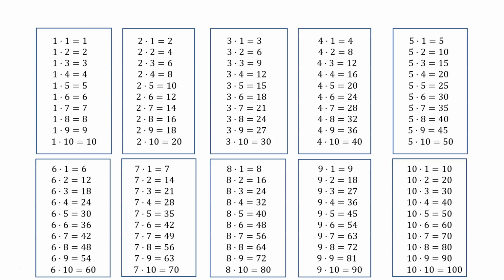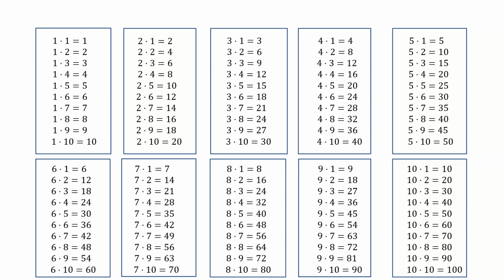The times table itself consists of 100 combinations where the numbers from 1 to 10 are multiplied by each other. The times table looks like this. Here we have, for example, 1 times 1 equal to 1, one combination. 1 times 2 equal to 2 will be another combination. 1 times 3 equal to 3 will be a third combination, and so on.